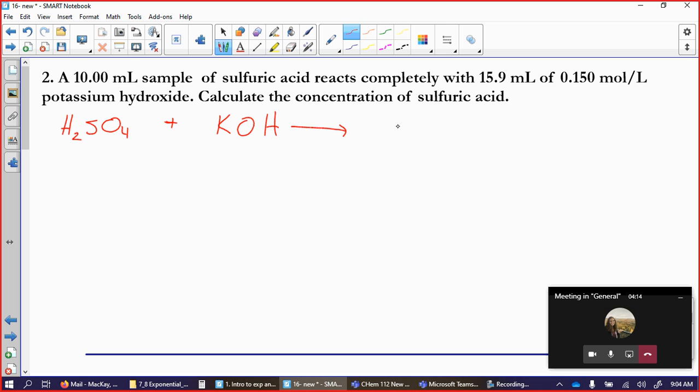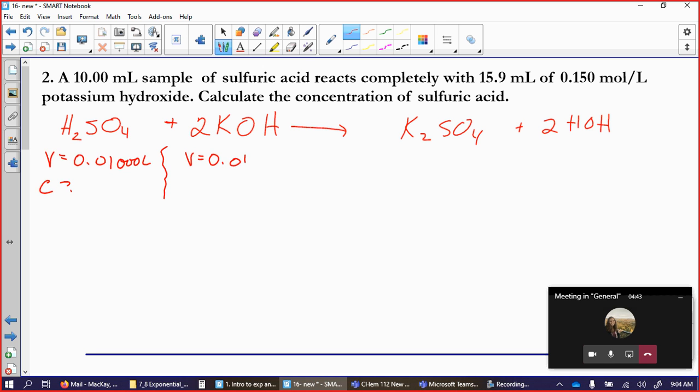So sulfuric acid and potassium hydroxide is a double replacement reaction. You get potassium sulfate, two waters, and you would need two of those. So we're given a 10 milliliter sample. So I'm going to convert that to liters. We want to know concentration. We're given a volume of 0.0159 liters. We're given a concentration.